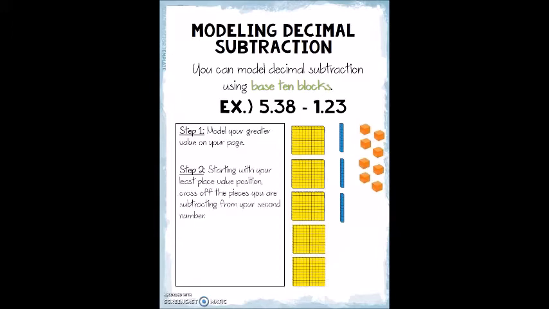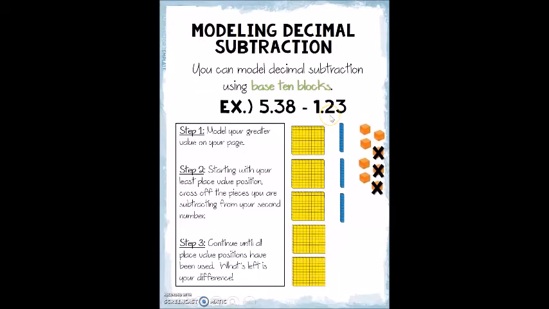Then, a little different than addition, now instead of also modeling 1 and 23 hundredths, I'm going to start with the least place value position and cross off the pieces that we're subtracting. The least place value position in both of these numbers is the hundredths place. I know from 1 and 23 hundredths that I need to subtract 3 hundredths from the model on my paper. So I'm going to cross out 3 of the actual hundredths cubes. Finally, I'll keep doing this until all the place value positions have been used.